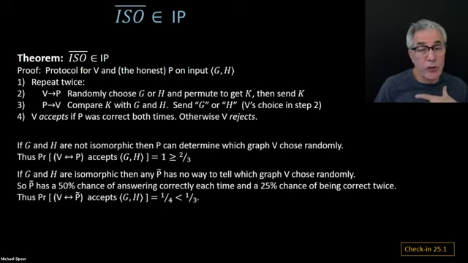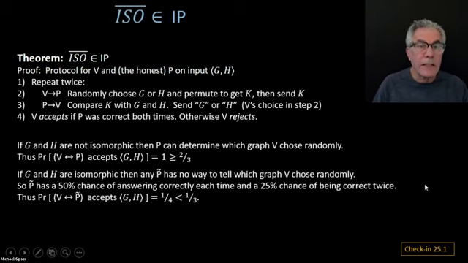Somebody's asking, does the crooked prover answer just randomly, or can the crooked prover have a strategy? The crooked prover can have a strategy. We're assuming the crooked prover is devious, but it's still going to fail.